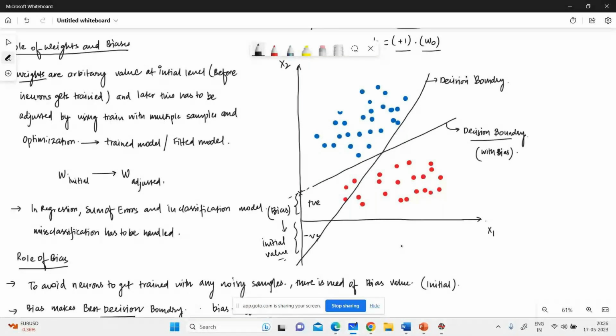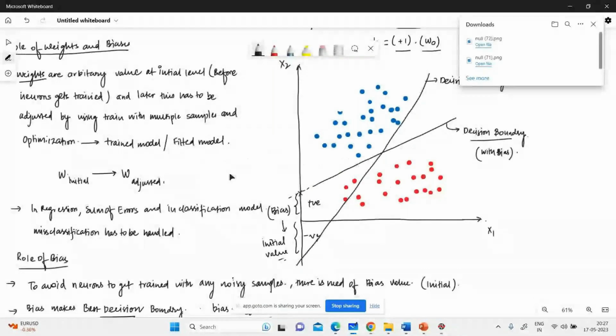Any other questions? I don't find any questions. So shall we move to the next topic, which will be the discussion on the neural network classification model?